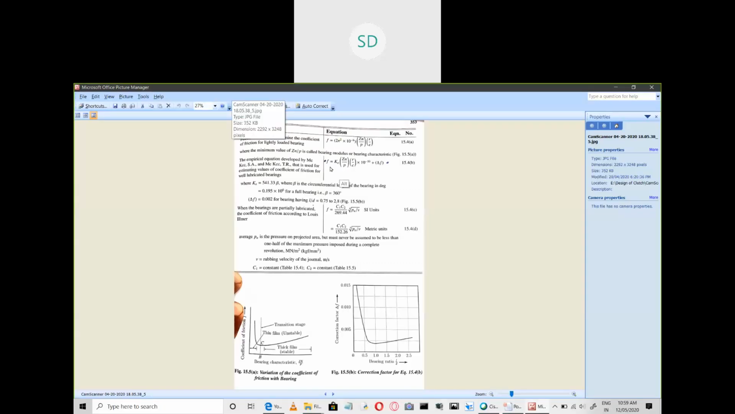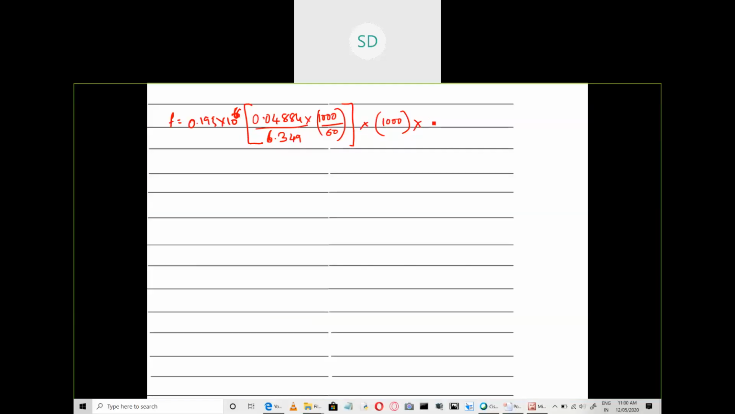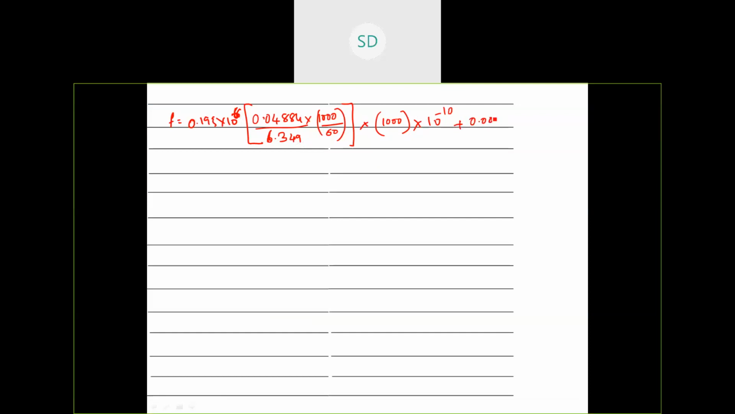0.04884. Now you have a small n here. This n is the speed in terms of RPS. Now the value of P, you got 6.349. Now R by C is 1000. R by C is 1000. K into 10 to the power of minus 10 plus 0.02.